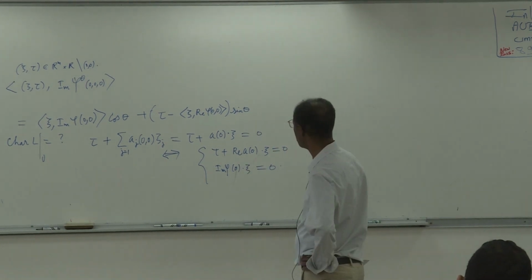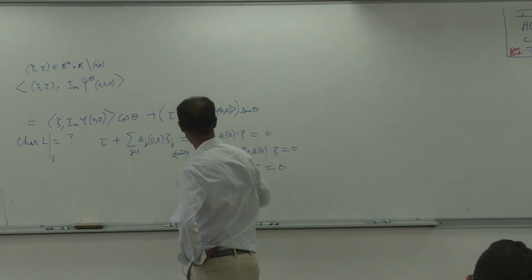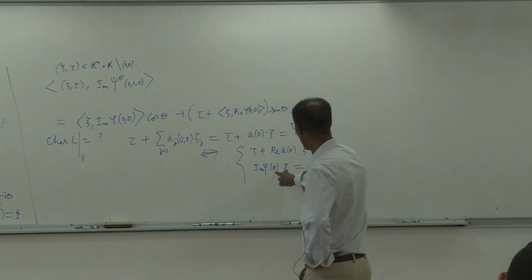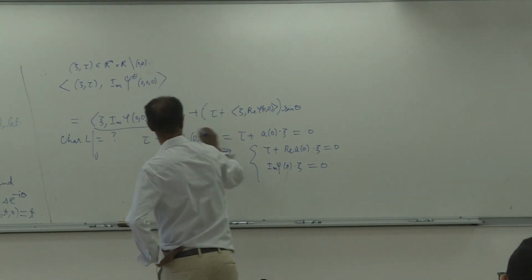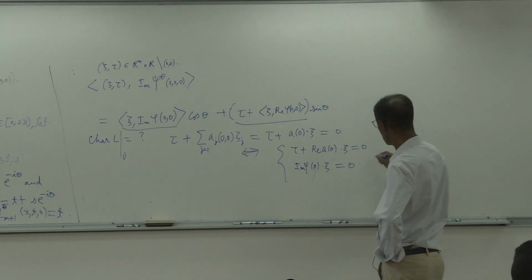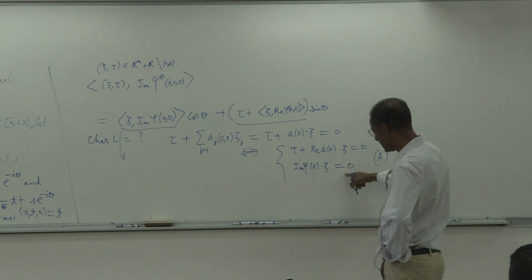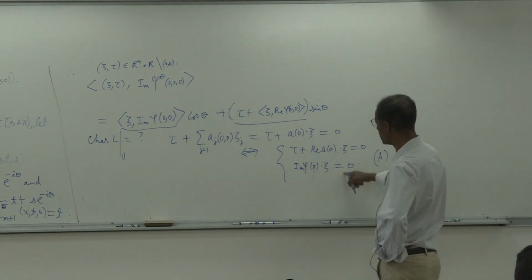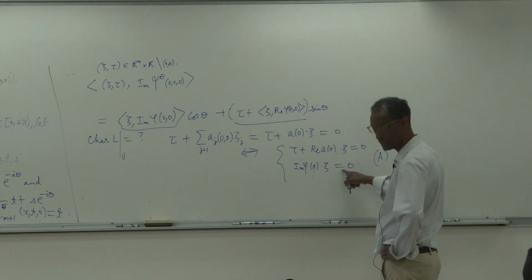Why is it plus? Maybe I made a mistake here. Maybe this is plus. And we have imaginary phi of 0 dot c is here. So look, this holds. Let me call this condition A. Or this doesn't hold. This doesn't hold means one of the terms is not 0. Either this is not 0 or this is not 0.